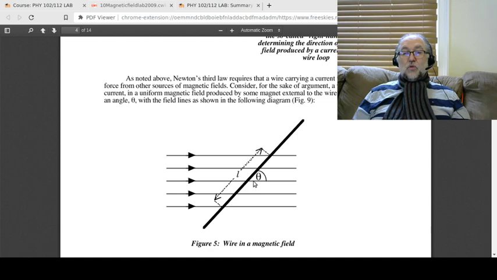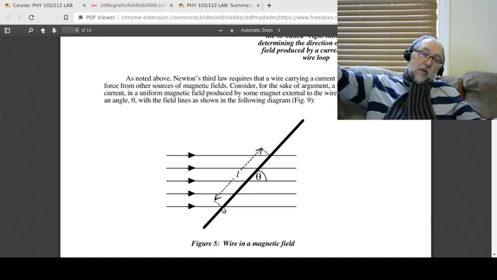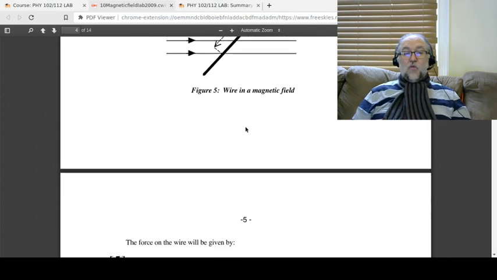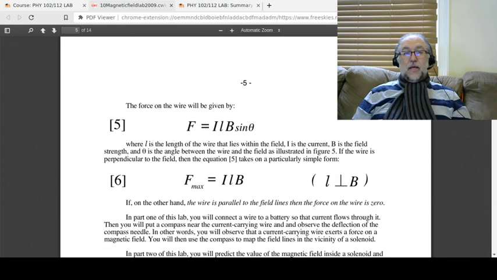If you have those three things, the length of the wire within the magnetic field, the wire could be very long, but only a length L, little L, is the part that's within the magnetic field, and it's cutting the magnetic field at an angle theta, and it's carrying a current I, then the force on that wire is given by this formula here. This is known as the Lorentz force, named after a physicist called Lorentz who discovered it.